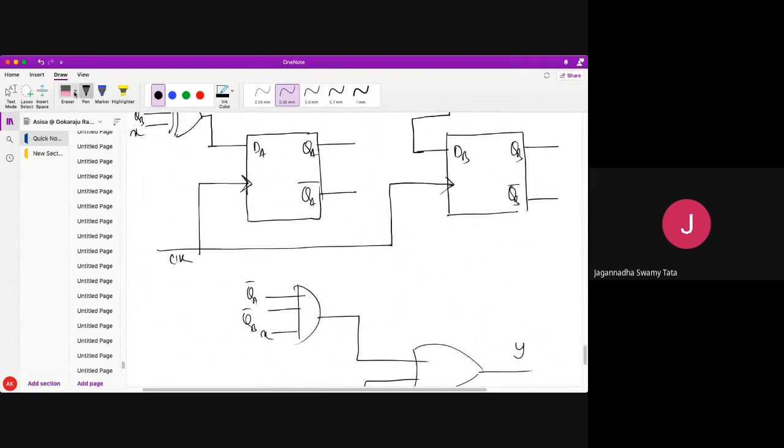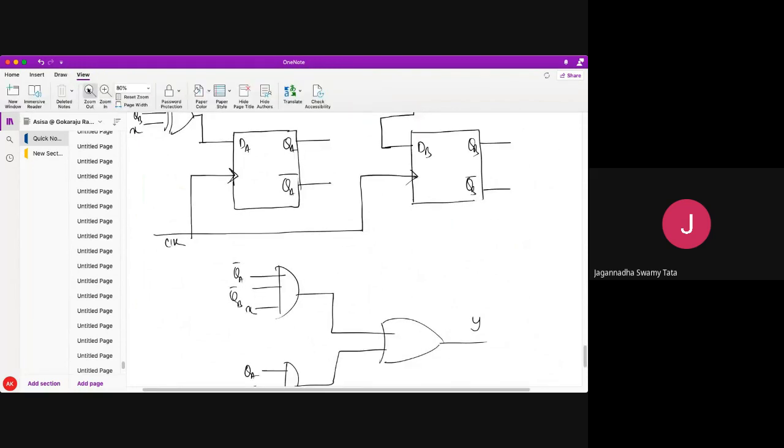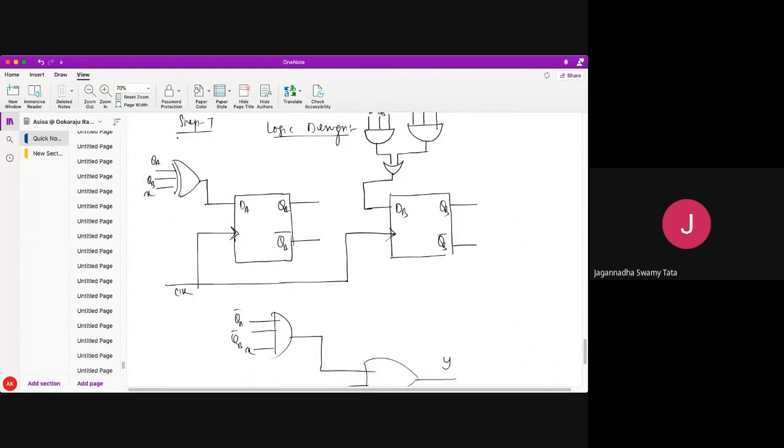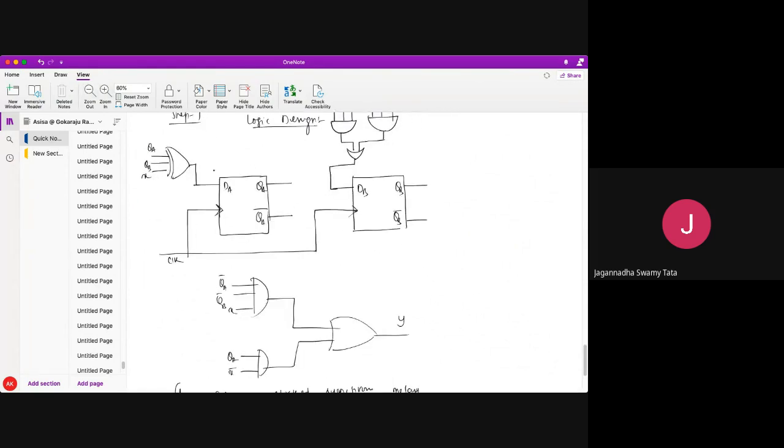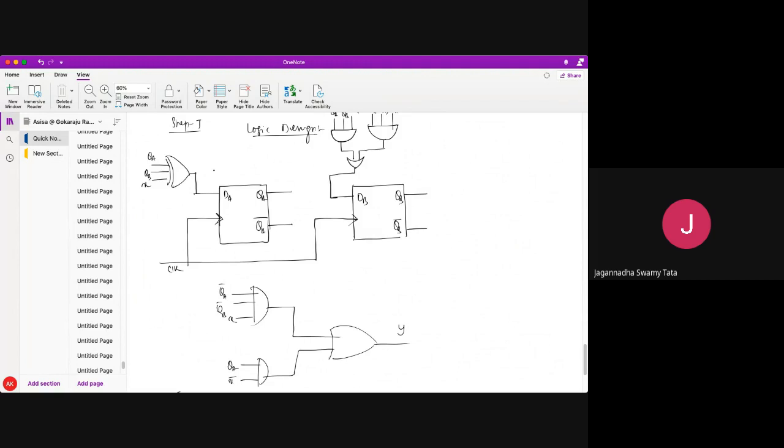Okay, any doubt on this, students? Please let me know. Do you all understand how I have done it? Any doubt? Is there any doubt?